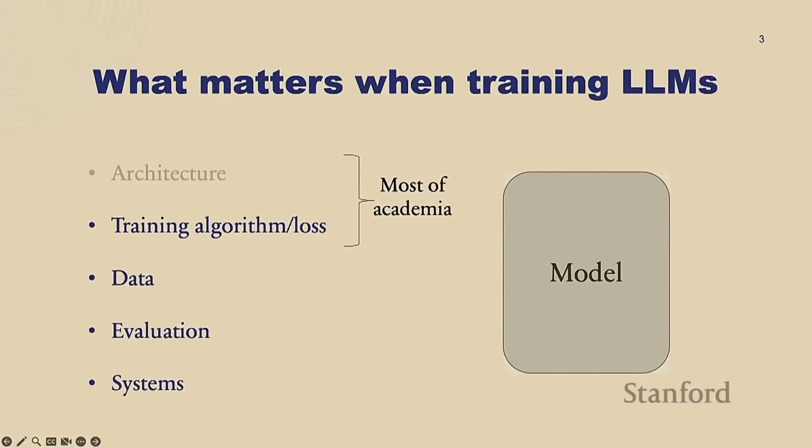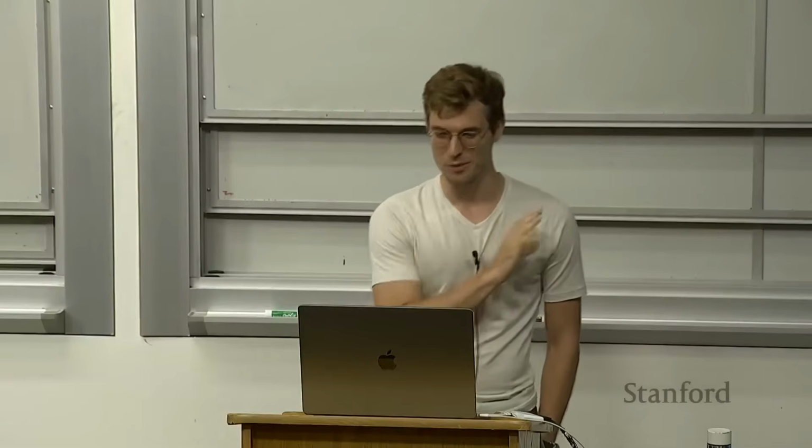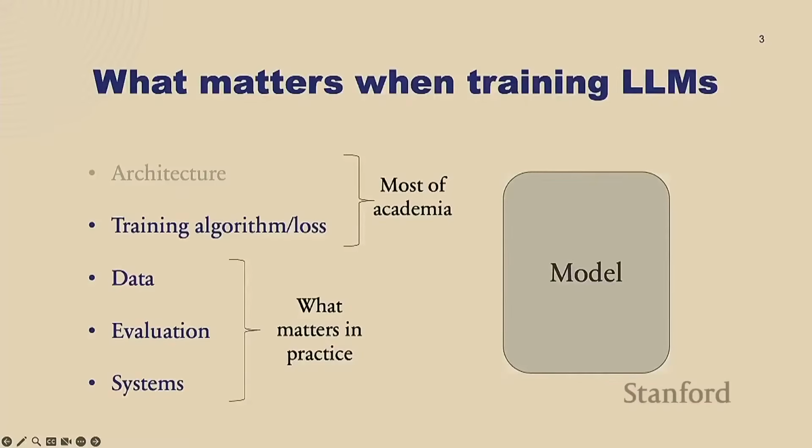Another thing to say is that most of academia focuses on architecture, training algorithms and losses. As academics, and I've done that for a big part of my career, we like thinking that we make new architectures, new models, and it seems very important. But in reality, honestly, what matters in practice is mostly the 3 other topics: data, evaluation and systems, which is what most of industry focuses on. That's also one of the reasons why I don't want to talk too much about the architecture, because really the rest is super important.